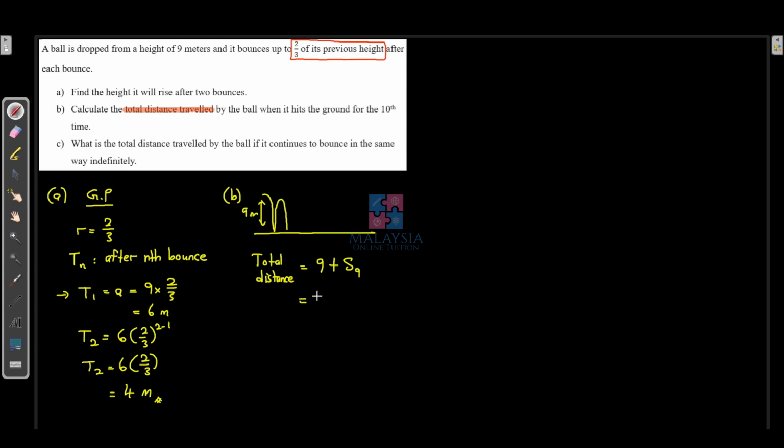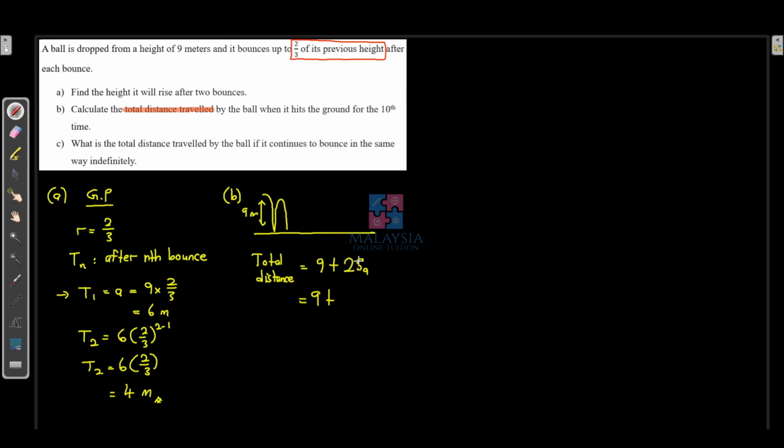So 9 plus, for the geometric progression, the formula is going to be what? a, which is 6 in this case. And then our formula inside is... I forgot to mention something. It's not S9, it is 2 times S9, because like I said just now, it will gain a certain height, and then it will drop or fall the same height again. So that's why we multiply by 2.